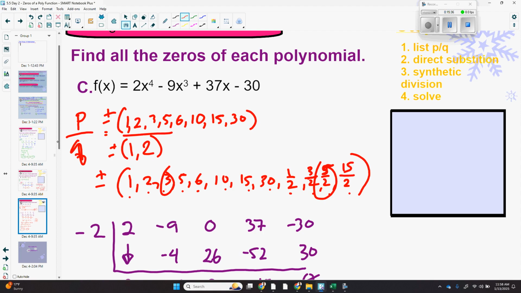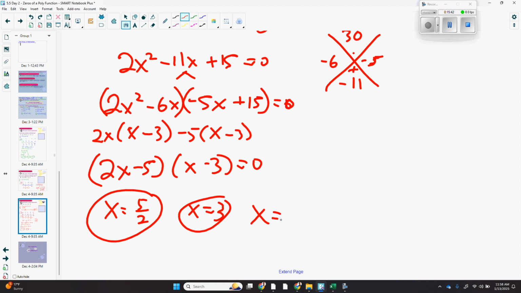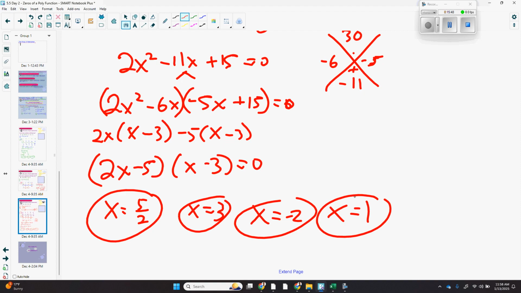So since those are rational, they do cross. Those are our possibilities. Then I also need negative 2 and 1 as my other zeros. So x equals negative 2 and x equals 1. And I think since this was a degree 4 polynomial, those are going to be my 4 solutions, and they all happen to be rational here. 5 halves, 3, negative 2, and 1.